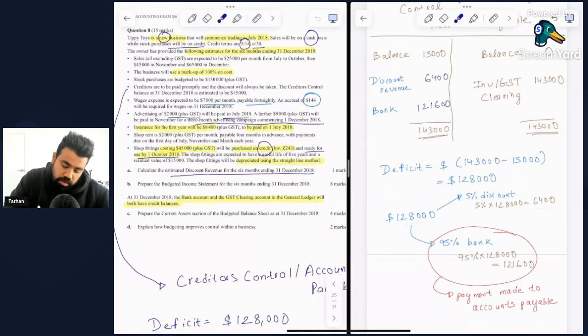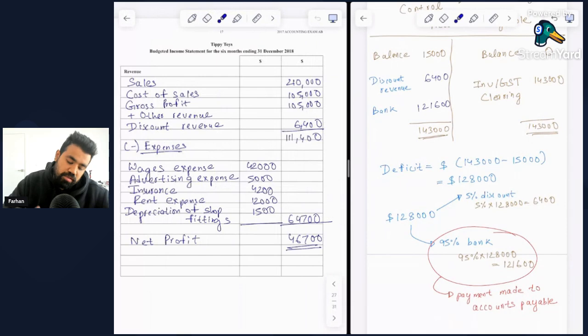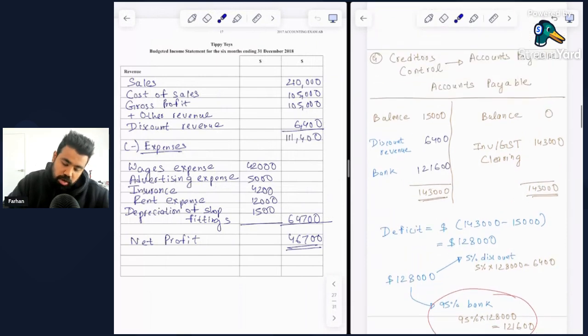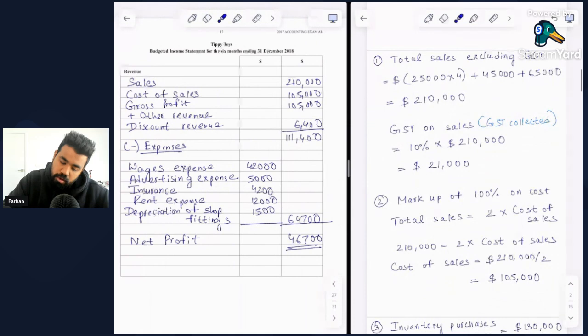The second question requires us to prepare the budgeted income statement for the 6 months ending 31 December 2018. All right, so I've already prepared this in advance, so let me explain it to you. So we know the sales are $210,000. All right. We do not include any GST within the income statement. That's only part of the GST clearing account and the balance sheet. So the sales excluding GST is $210,000.